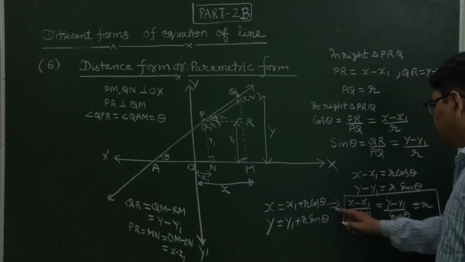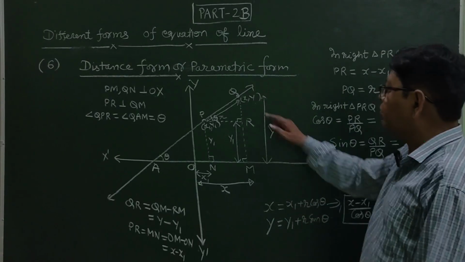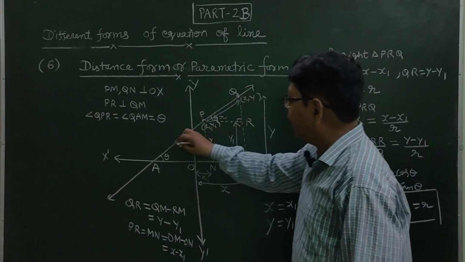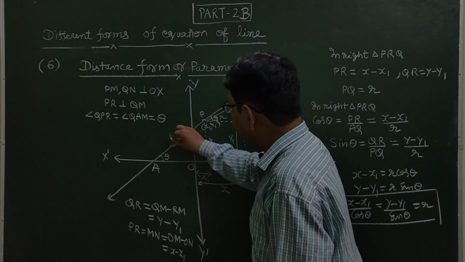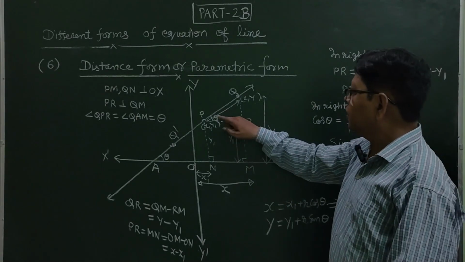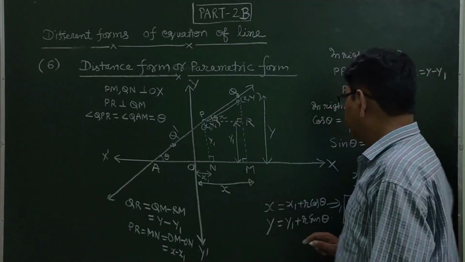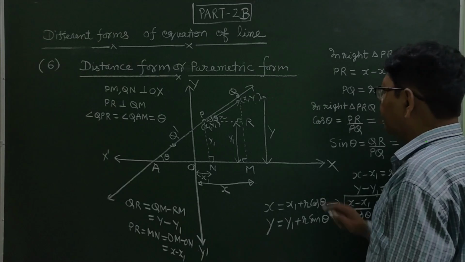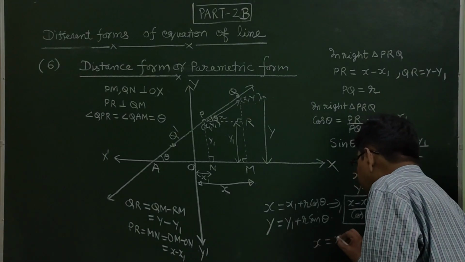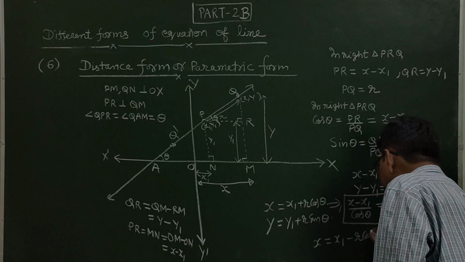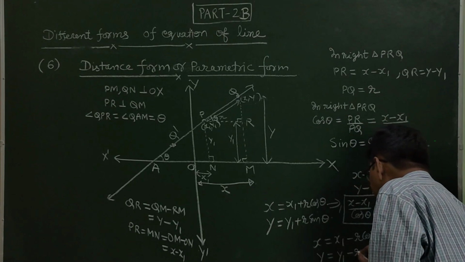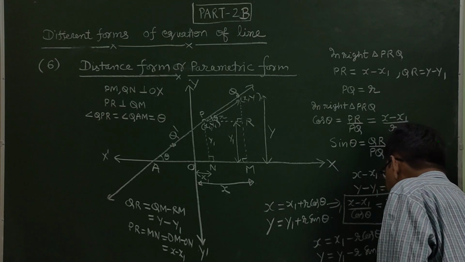So this form is known as parametric form. Now if we take a point Q dash on the opposite side of T, that is in the direction PQ dash at a distance r, then that point will have the x coordinate equal to x1 minus r cos theta, and y coordinate equal to y1 minus r sin theta.